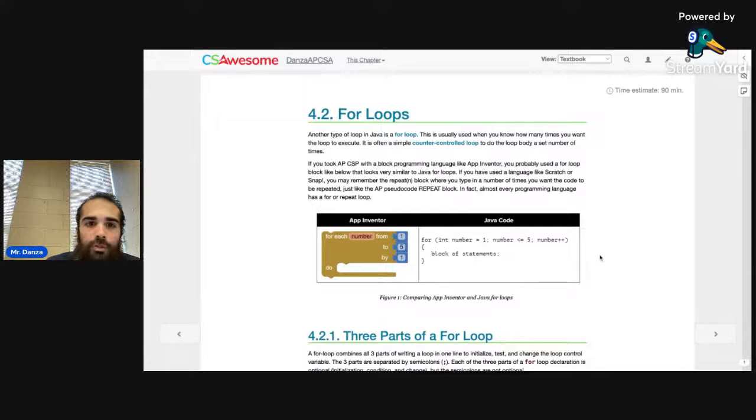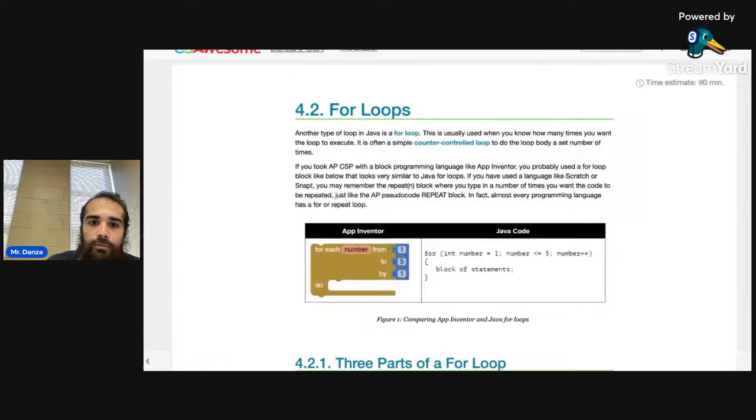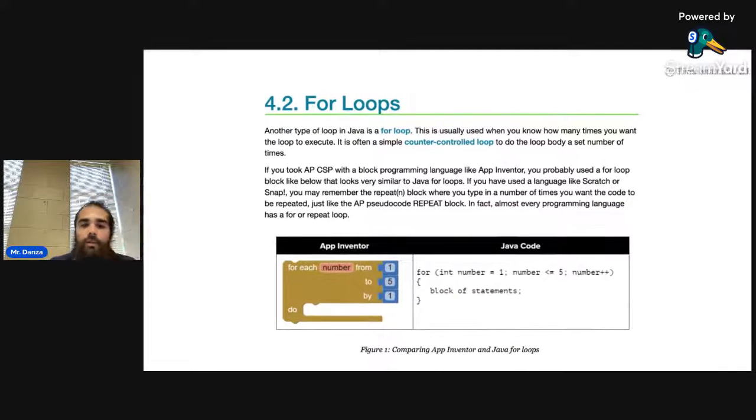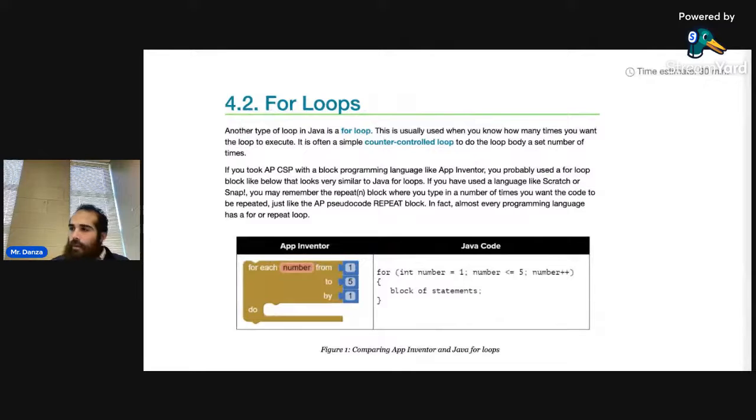All right, for loops. It says, another type of loop in Java is a for loop. This is usually used when you know how many times you want the loop to execute. Okay, so we talked about while loops already. Now we have for loops. In Python, you can write a for loop by for i in, and then you list the range or the list or the dictionary or any other data structure you're working with.